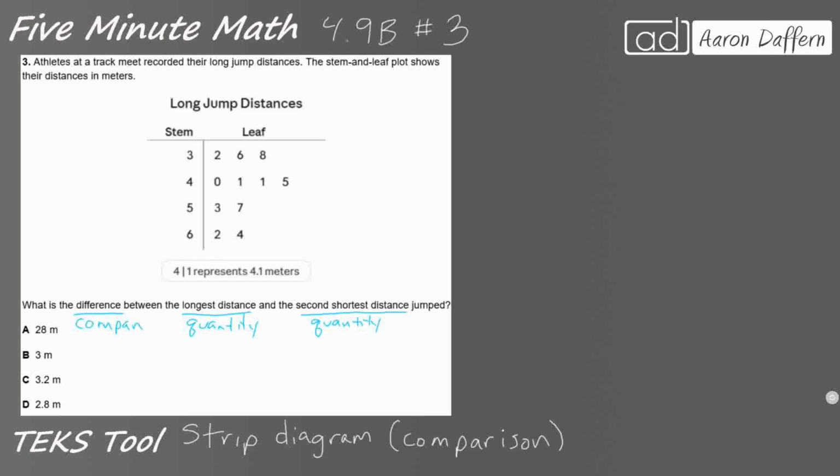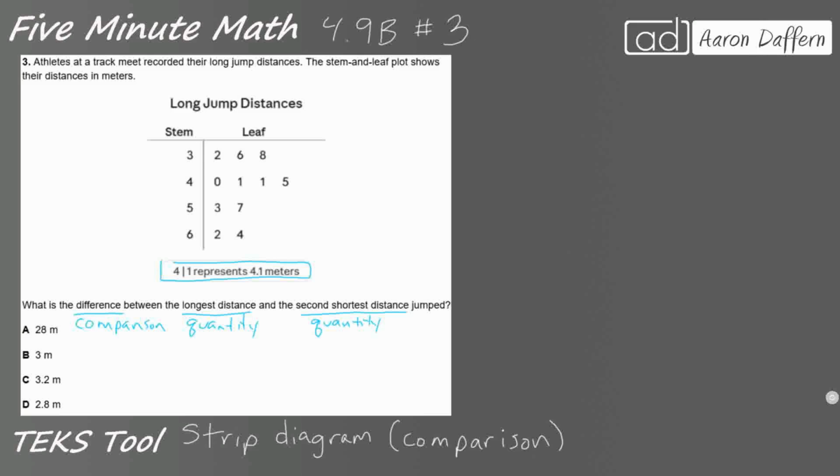Now we're going to end up using subtraction like we would if we were doing a part whole, but it's going to be slightly different because our diagram is going to show that these are two separate quantities. So before we just grab some numbers, we always need to make sure we take a look at the key for the stem and leaf plot. This one's a little bit tricky.